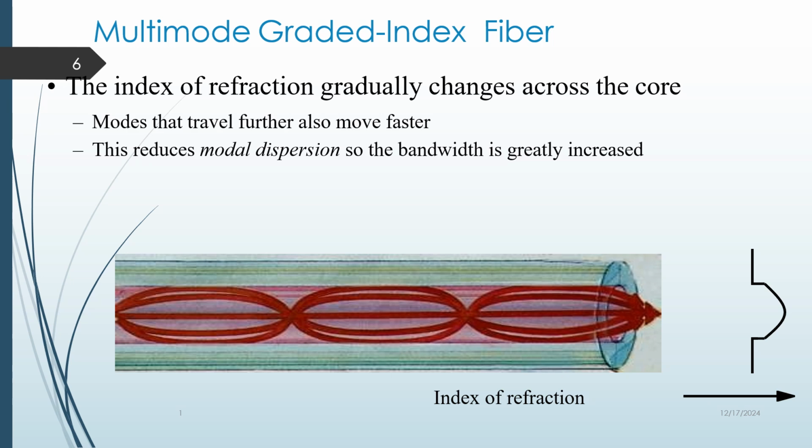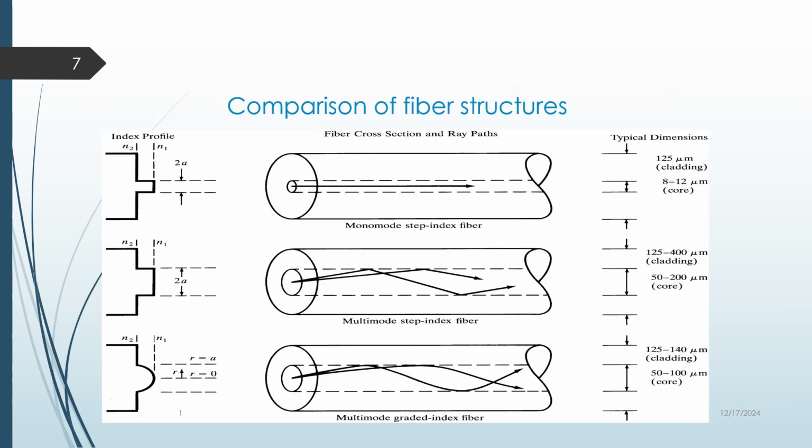Multimode graded index fiber: the index of refraction gradually changes across the core. So it varies. The modes that travel further also move faster. This reduces modal dispersion, so the bandwidth is greatly increased.